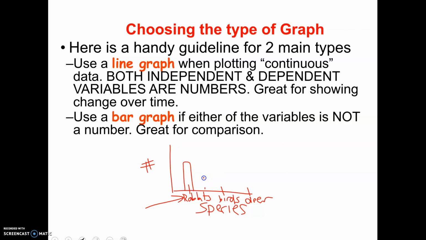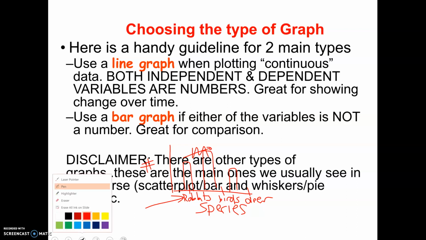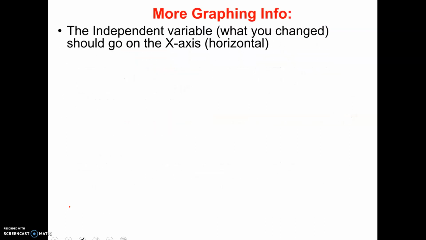So it makes more sense to make a bar graph, because it doesn't make any sense to have a number of rabbits and a number of birds and then somehow connect that. That doesn't mean anything, this distance in between here. So this is good for comparing separate discrete quantities. Now a little disclaimer. There are many other kinds of graphs, a box and whiskers graph, a scatter plot, a pie chart. But in here, the main two that you might be asked to draw would be either a line graph or a bar graph.